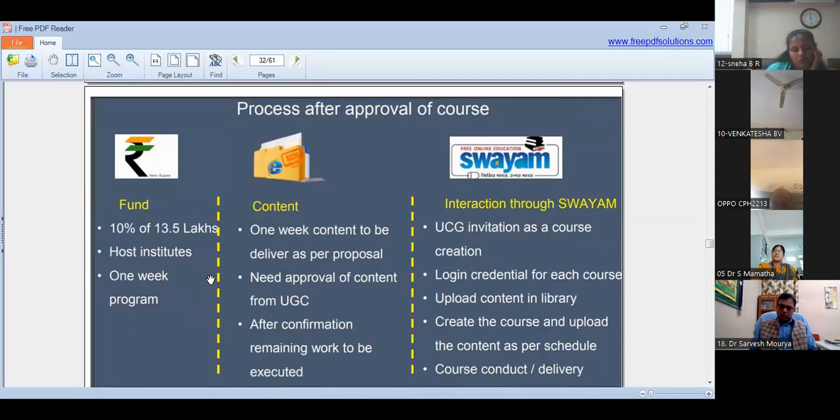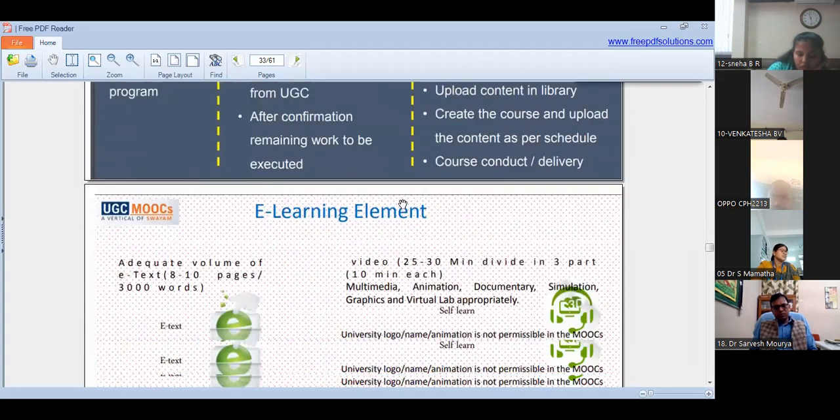Then they will ask you to prepare 1 week of content to be delivered as per the proposal. You also need approval of the content from the UGC. After confirmation, the remaining work needs to be executed. Then there is interaction through Swayam: the UGC invitation as a course creator, login credentials, and uploading content. These are some of the parameters that will come later, focusing on how we go about the process of approval of the course. So these are things that need to be done.